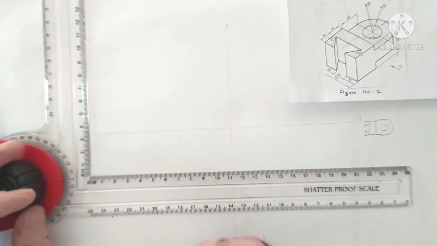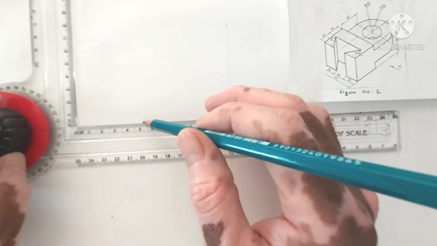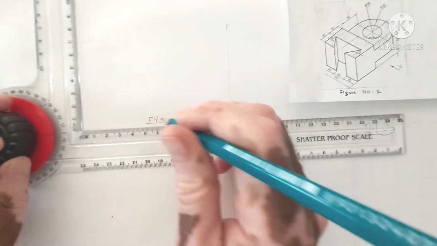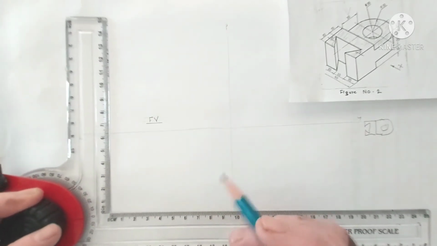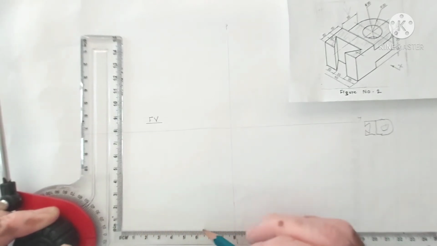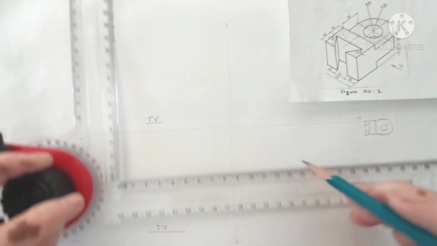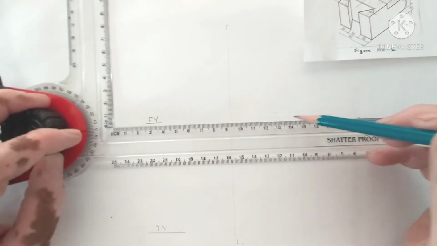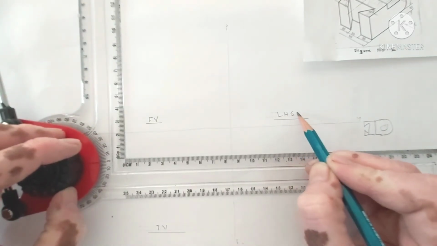According to the first angle method of projection, the front view is above the reference line, so this front view above the reference line, and the top view below the reference line. The title is to be given within a 4 mm line. And the left hand side view is on the right hand side of the front view, so this left hand side view on the right hand side of the front view.